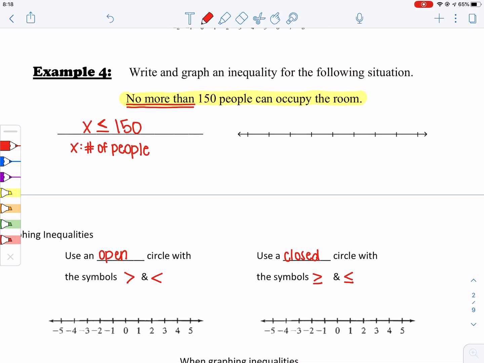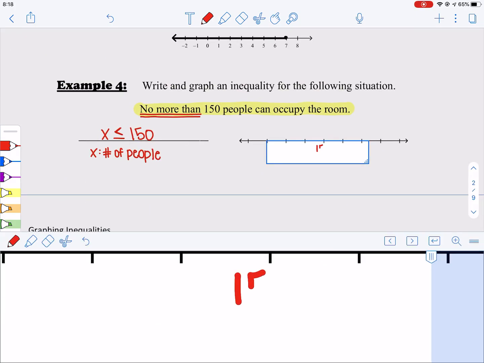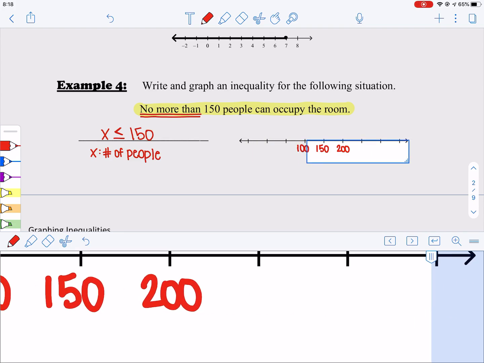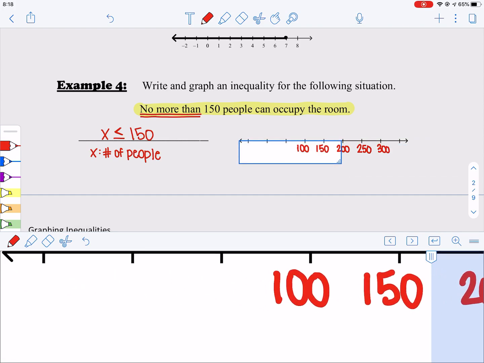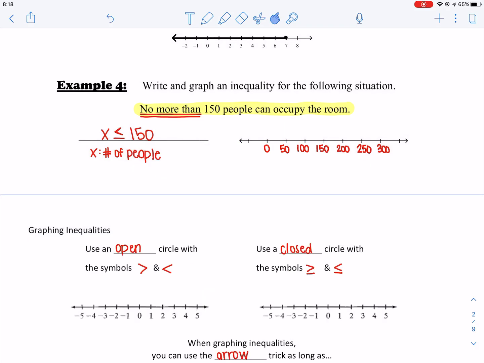And then when we want to graph it, let's just go ahead and throw 150 in the middle of our graph. Okay, and let's just count by 50s and we'll just label a few of these. So this is 100, this is 250. You don't have to label all of it. Usually your number line will be labeled for you. So this would be 50, there's a 0. Okay, so now we have to graph it.